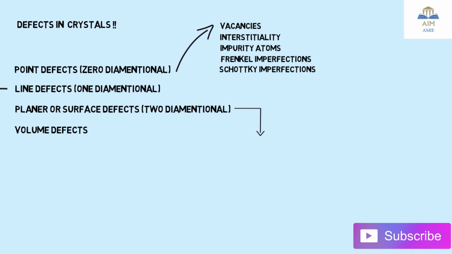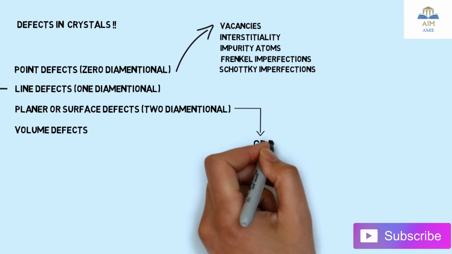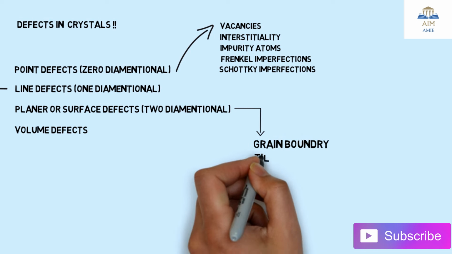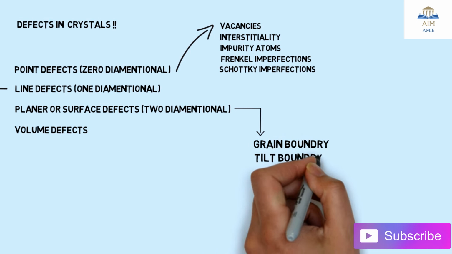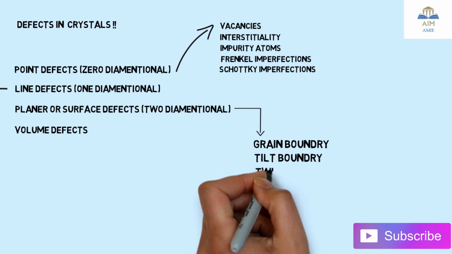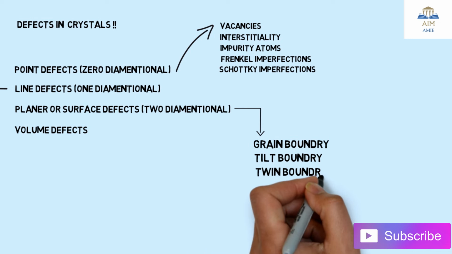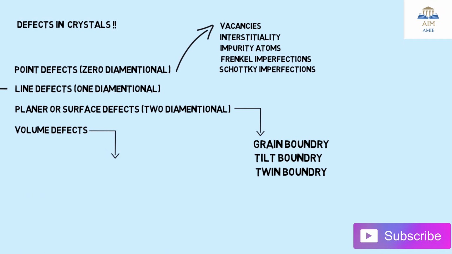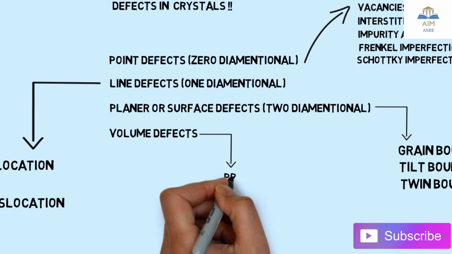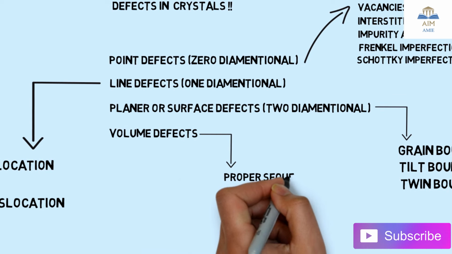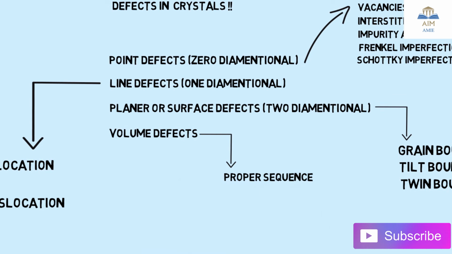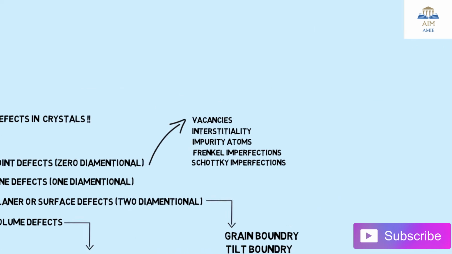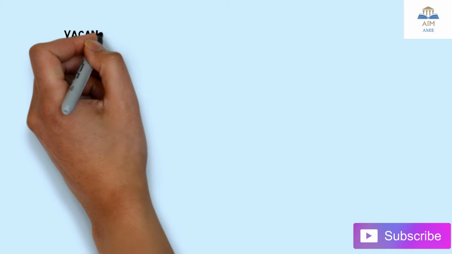Also, there are some kinds of planar defects. These are basically two dimensional, known as the grain boundaries, the faults in the grain boundary, tilt boundary, and the twin boundary. So the types in the volume defects are basically the faults in the sequence, and then the stacking fault. It means the arrangement. So I'll be studying this one by one.